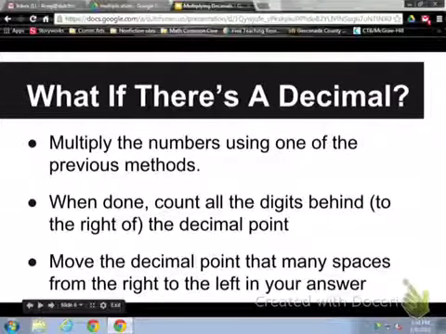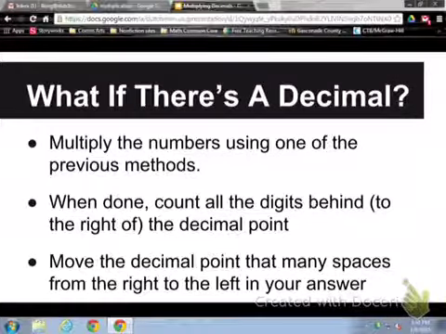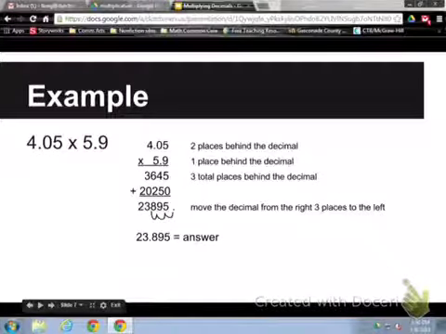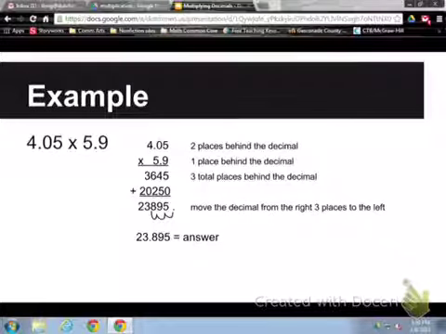Okay, what if there's a decimal? Now we're going to take those two methods of multiplying and add the decimal into it. So we're going to multiply the numbers using one of the previous methods. When we're done, we're going to count all the digits to the right or behind the decimal point. Then we're going to move the decimal point that many spaces from the right to the left in your answer. So let's look at some examples. We have 4 and 5 hundredths times 5 and 9 tenths.